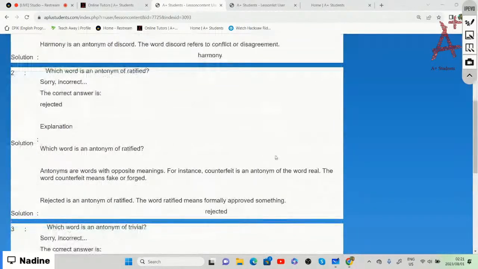We need to find the antonym of ratified. The word ratified means formally approved of something. So if you are formally approved of something, then the opposite of that is where you are rejected, right? So rejected is an antonym of ratified. The opposite in meaning of ratified is rejected.